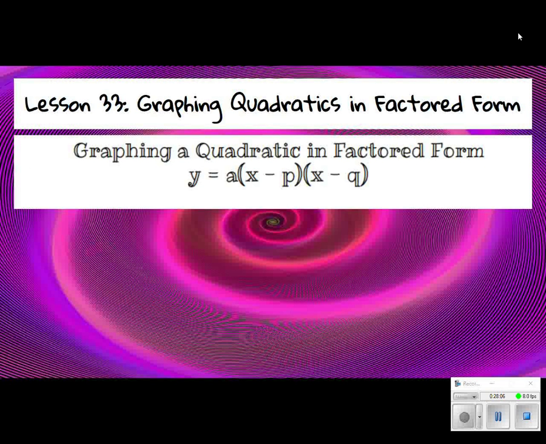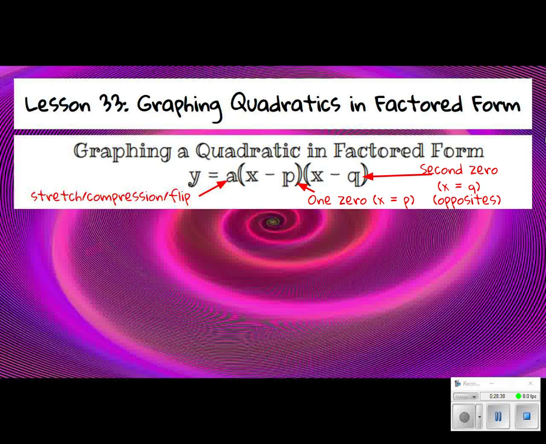Okay, we're going to graph a quadratic in factored form. So we have this set up: y equals a times (x minus p) times (x minus q). P is going to represent a number, and q is going to represent another number. So a is going to have two jobs. Remember, it's either a reflection or a flip over the x-axis, and then it has a second job of being a vertical stretch or a compression. We'll talk about those in a little bit.